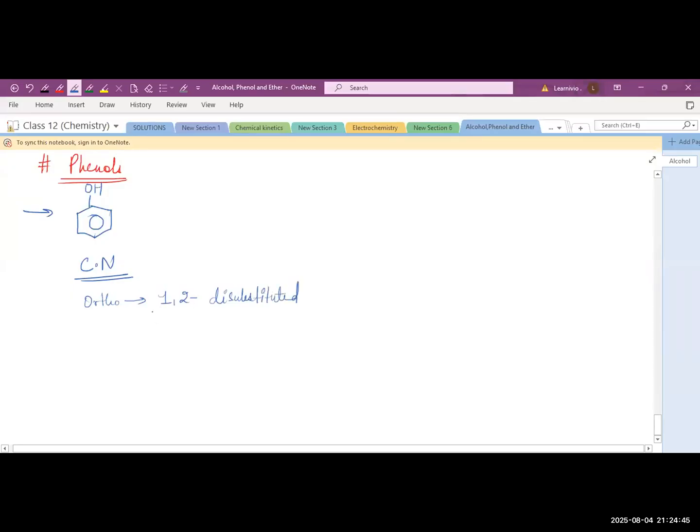And one position is always for the OH group of phenol, right? So suppose this is your benzene and here you have the OH group, right? So this is your phenol. And on the second position, there is a group, any group, right?